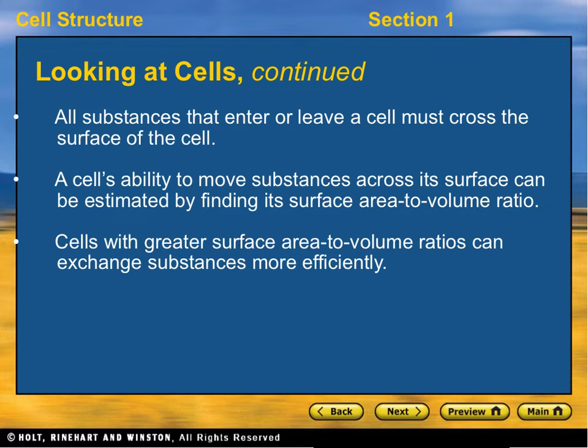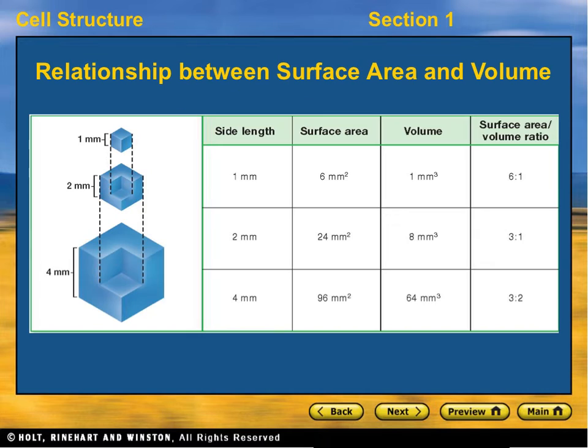Cells that have a greater surface area to volume ratio can exchange substances more efficiently than those that have a smaller surface area to volume ratio. So how the surface area to volume ratio works is, if we take something simple like a cube, notice here we have three different cubes.